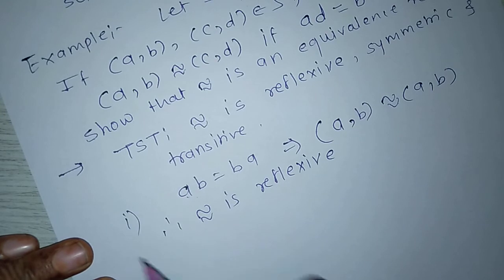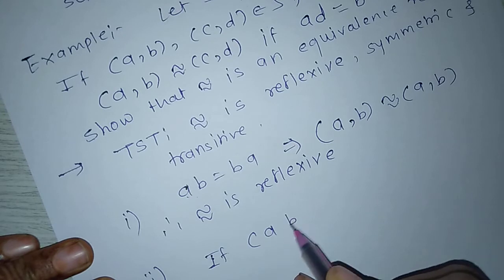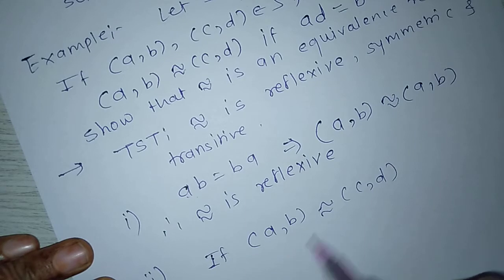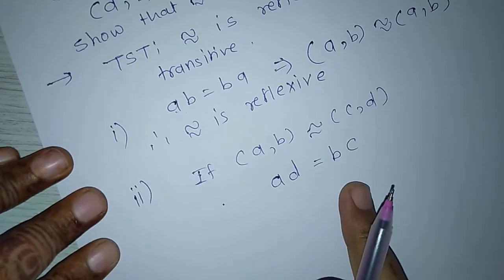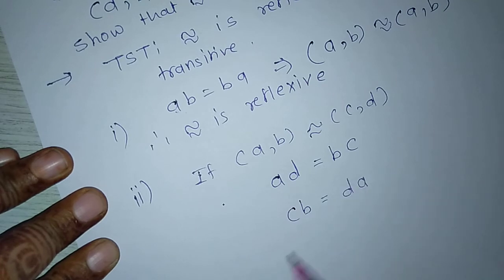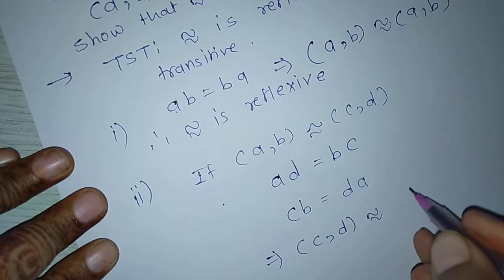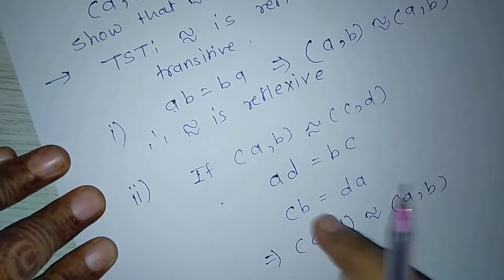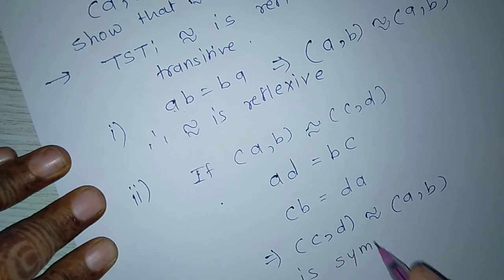Now second, if (a, b) similar to (c, d), then a into d equal to b into c. A into d equal to b into c means c into b equal to d into a, which implies (c, d) similar to (a, b). Therefore, similar is symmetric.